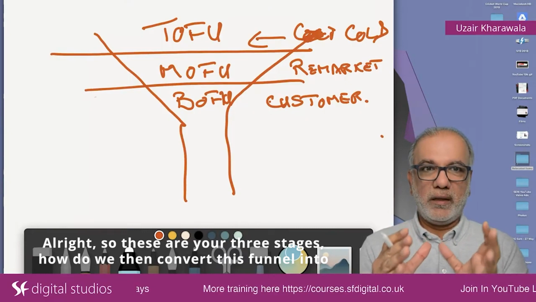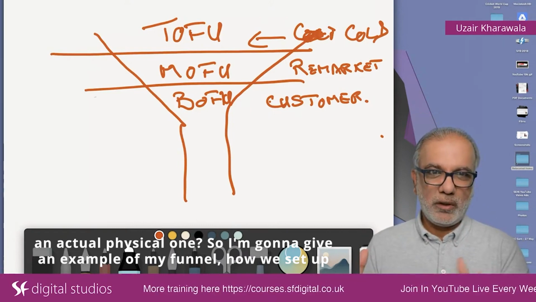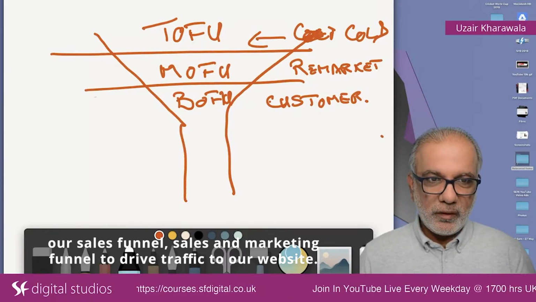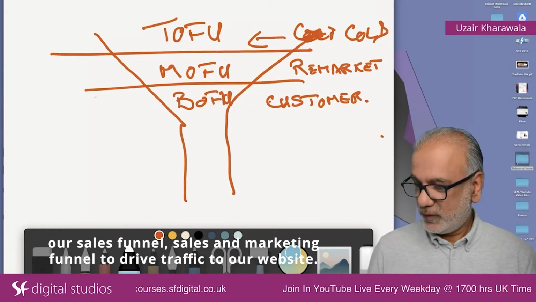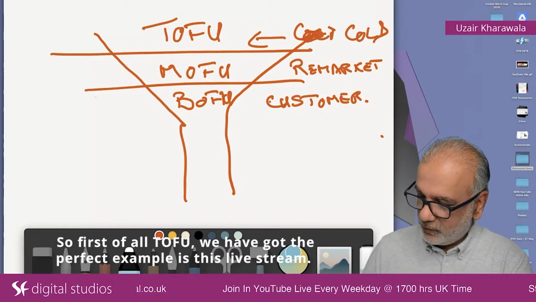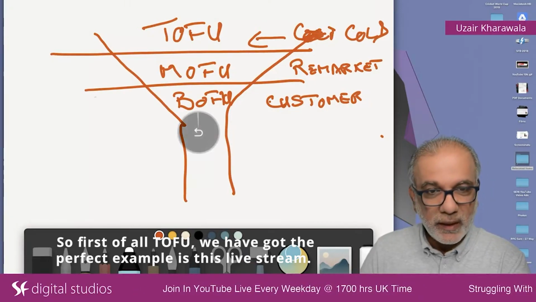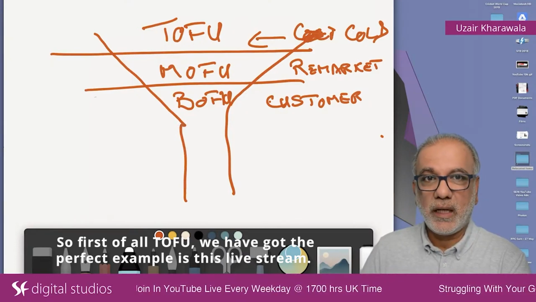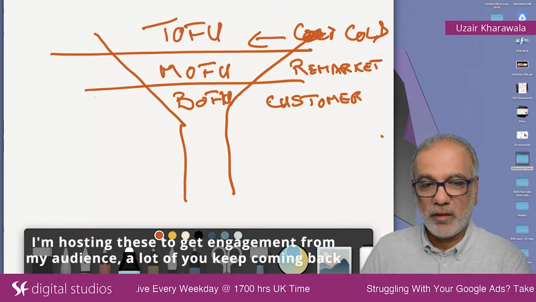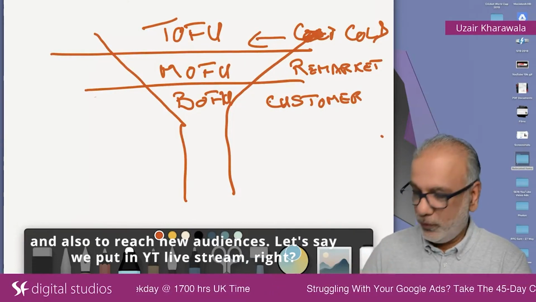How do we then convert this funnel into an actual physical one? So I'm going to give an example of my funnel, how we set up our sales and marketing funnel to drive traffic to our website. So first of all, tofu. The perfect example is this live stream. I'm hosting these to get engagement from my audience. A lot of you keep coming back, and also to reach new audiences.